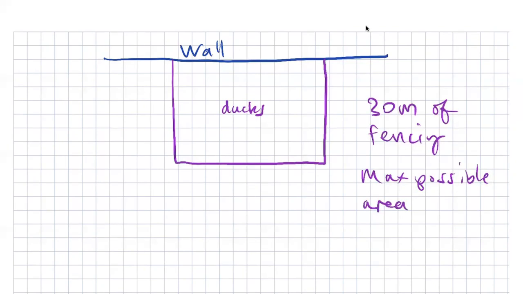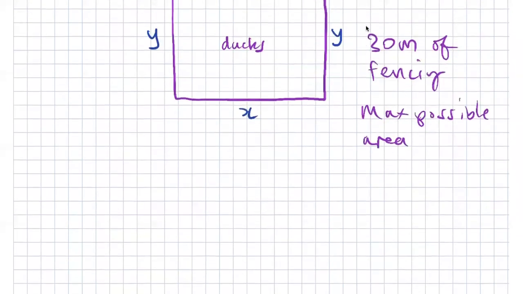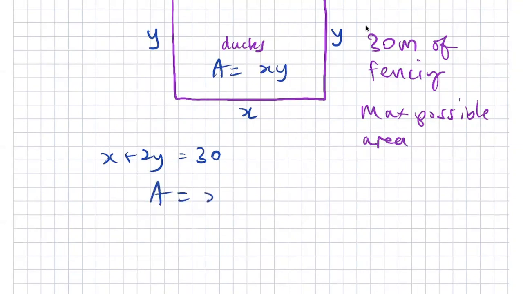Right, so the first thing we need to do is to set up an equation for this. So I'm going to label this y, and that's a y, and that's an x. So you can see there that x plus 2 lots of y is equal to 30. We know that because that really is the amount of fencing that we've got. 2 y sections, 1 x section gives us a total of 30. The area, of course, is just going to be x times y. Area is equal to xy.